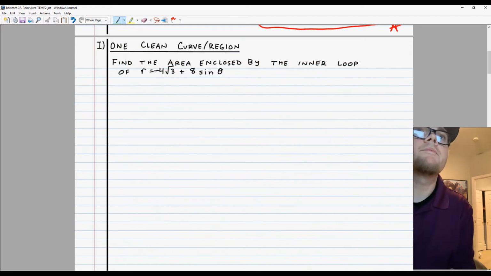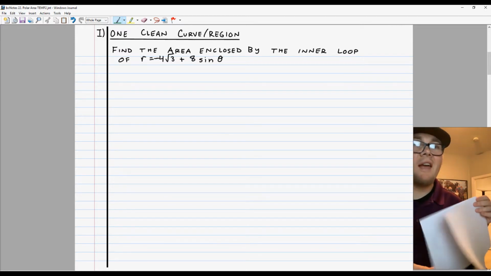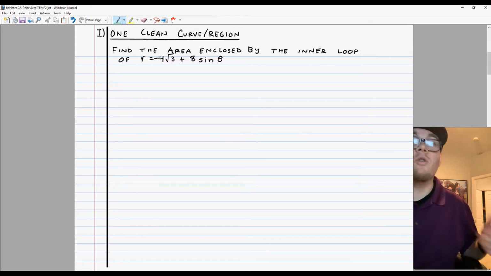Our first situation is what I'd call the simplest. It's basically when you have just a single curve and you're looking for a particular region within that single clean curve. And by clean, I mean that the overlaps are really nice.